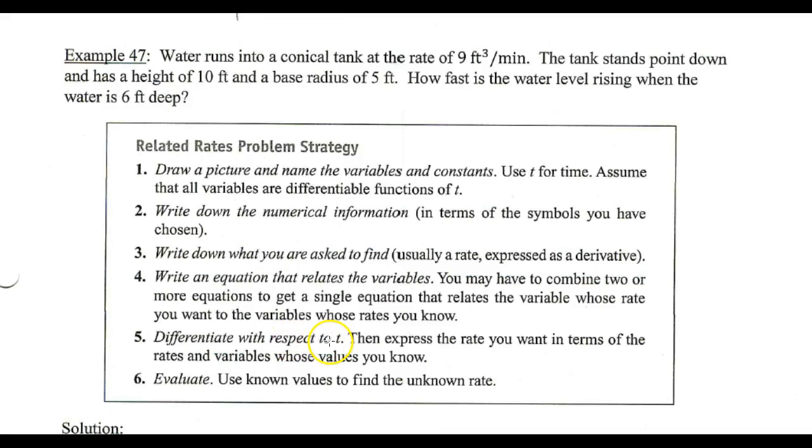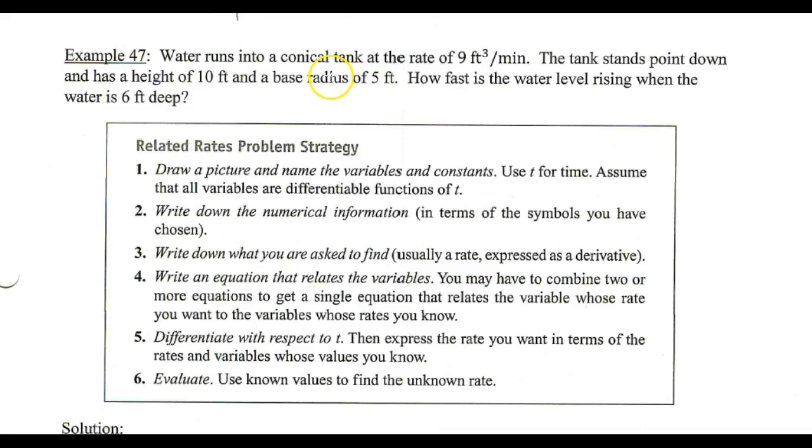Step 5, differentiate with respect to t. This is usually implicit differentiation because we're assuming that our variables are functions of t. And then evaluate using known values to find the unknown rate. Okay, so that's probably a little bit of a blur, so it's best to go through this example.